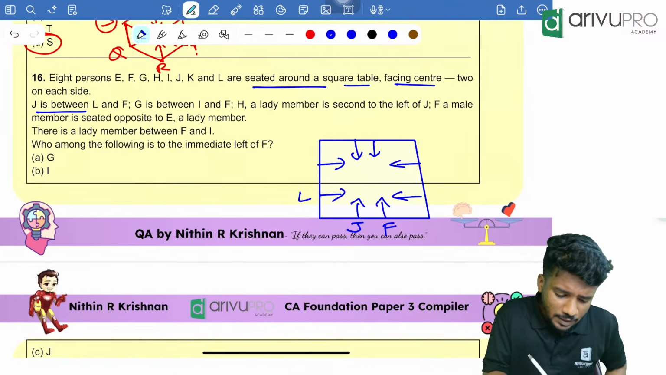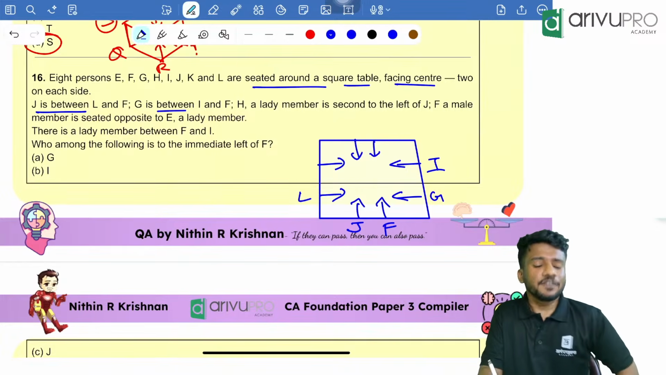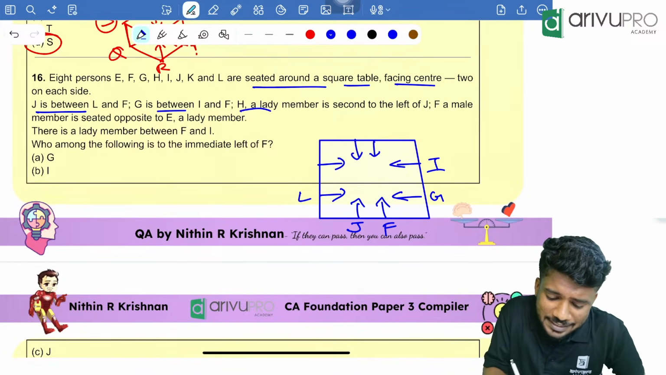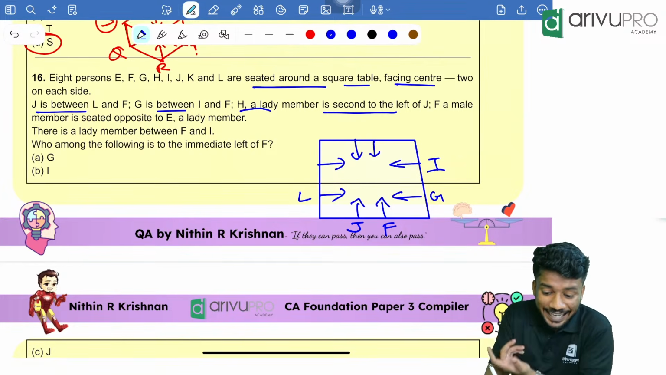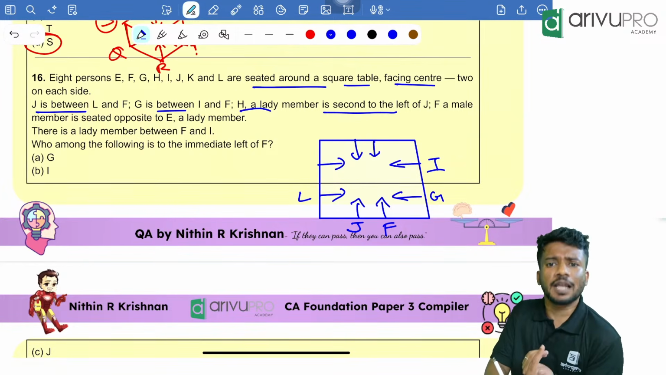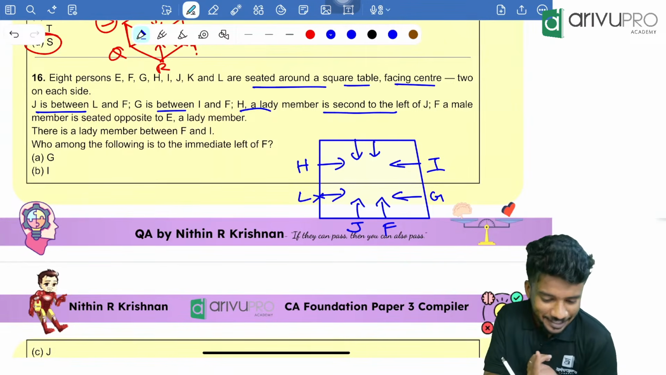Then what else is given? G is between I and F. Then what is given down? H, a lady member, is second to the left of J. What does that mean? This is first left, so H should be over here.